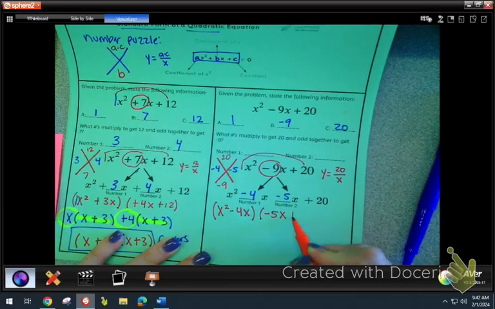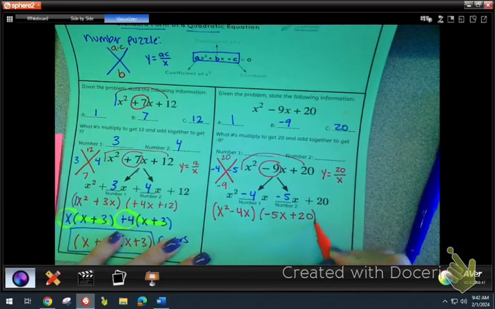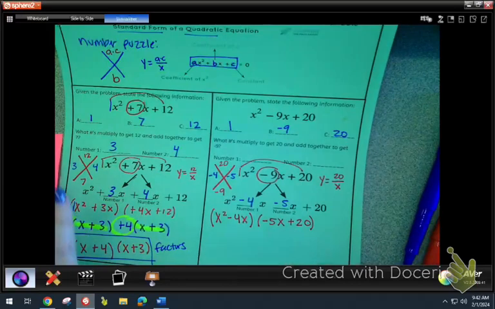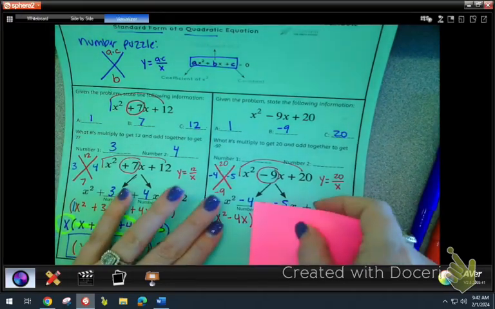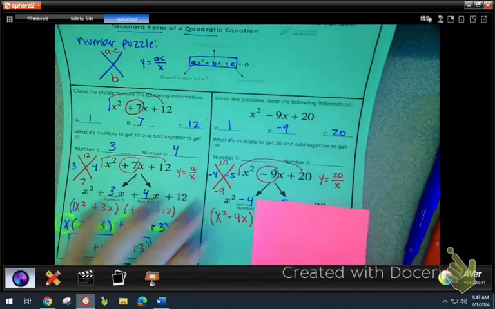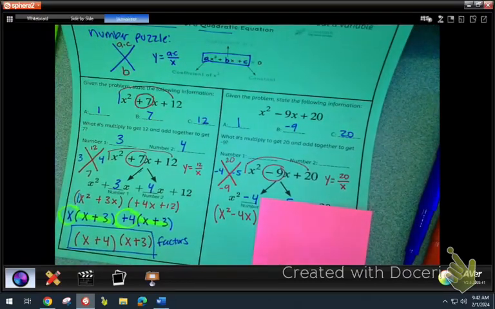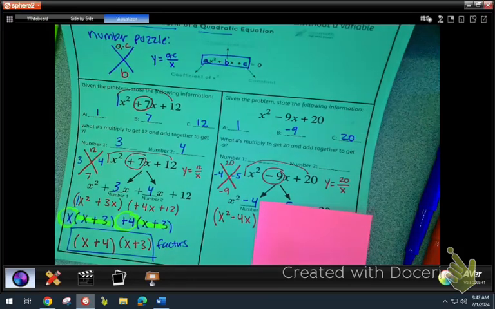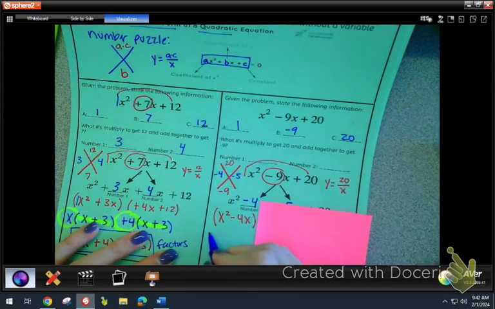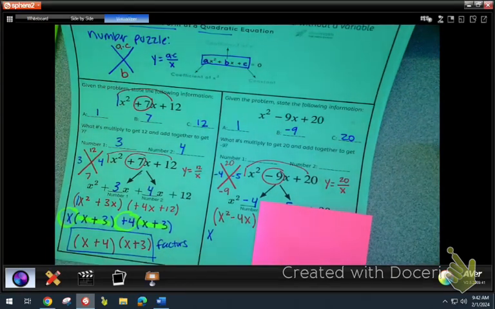Negative 5x plus 20. Okay? All right. I'm going to get my sticky note. I'm going to cover up half the problem. Remember, the first group, you always take out an x. But is there a number in common with 1 and 4 other than 1? No. So I just take out an x right here. If it's an x squared, y'all, you're always just going to take out an x. Okay? First group always is going to have an x.